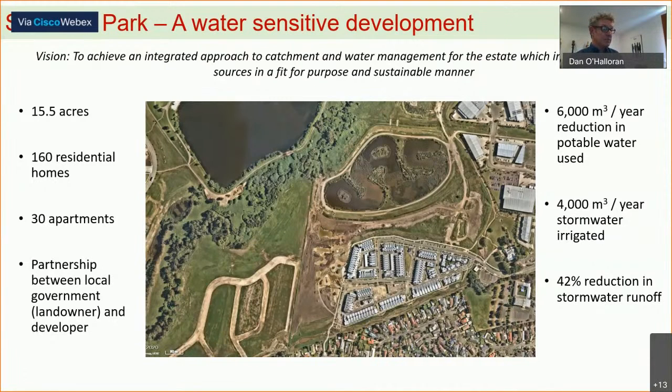The land for this development was owned by the local government, who went into a partnership agreement with the developer. And as a result, the land was handed over with conditions about how water should be managed within the landscape. What we're going to talk about over the next 2 or 3 slides delivered 6,000 cubic metres a year reduction in potable water used within the houses, about 4,000 cubic metres a year of stormwater irrigating green spaces, and a reduction of about 40% of stormwater going to the receiving environments.